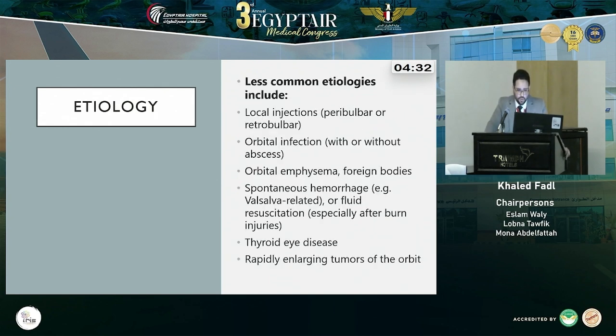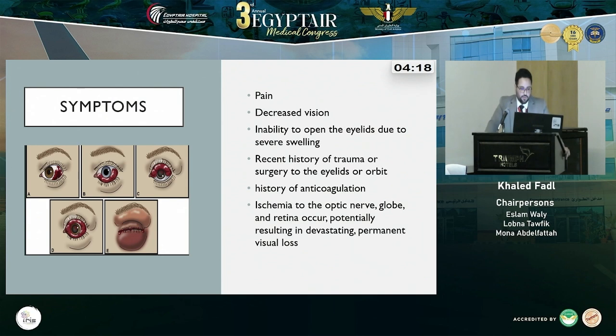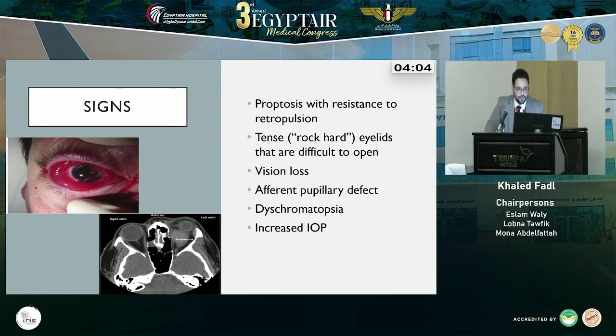There are other causes, such as local injections, orbital infections with or without abscess, orbital emphysema, foreign bodies, spontaneous hemorrhage, fluid resuscitation after burn injuries, thyroid eye disease, and rapidly enlarging tumors of the orbit. In the symptoms we have pain, decreased vision, inability to open the eyelids due to severe swelling, a recent history of trauma or surgery to the eyelid or orbit, and a history of anticoagulation. Ischemia to the optic nerve, globe, and retina occurs, potentially resulting in devastating permanent visual loss.